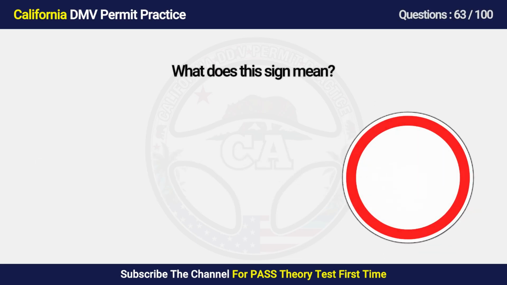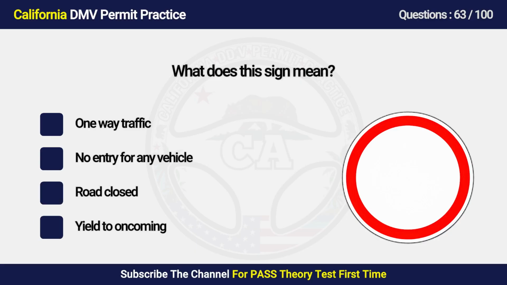Question 63. What does this sign mean? A. One-way traffic. B. No entry for any vehicle. C. Road closed. D. Yield to oncoming.